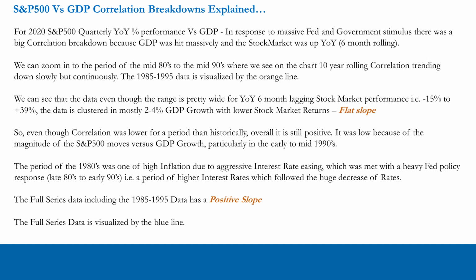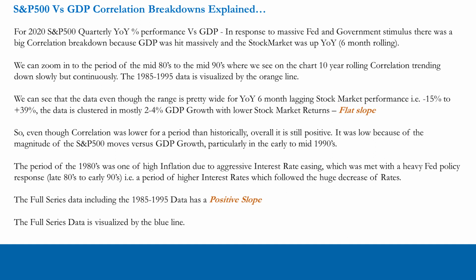Now, we mentioned the period from the mid-80s to the mid-90s for the 10-year rolling correlation. When we look at that on a chart for the 10-year rolling correlation, we can see that correlation was coming down for the entire period, okay? And it really got low in the early 90s and mid-90s. That's when it got really low, okay? What was the situation here?